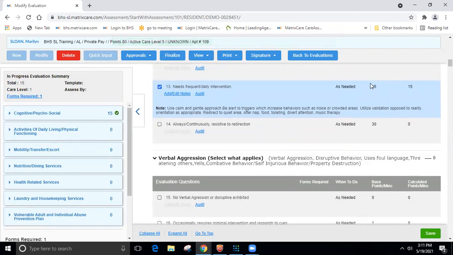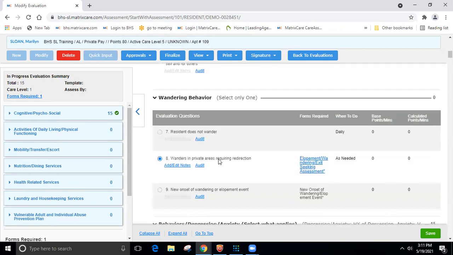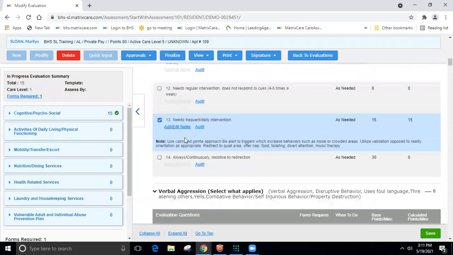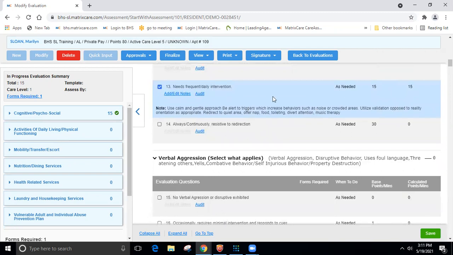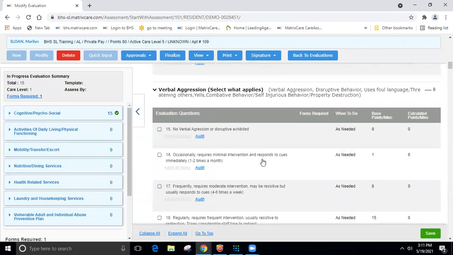So now you'll see I have 15 points. I can see she's a care level 1, she's 15 points. So we really want to be careful in the behavioral areas that this is something that is well documented and that the family knows that this is something they'll be paying for. Memory care has a broad point span where assisted living and independent living does not. So if we're really not intervening daily, we want to make sure that we are not tagging this for points.